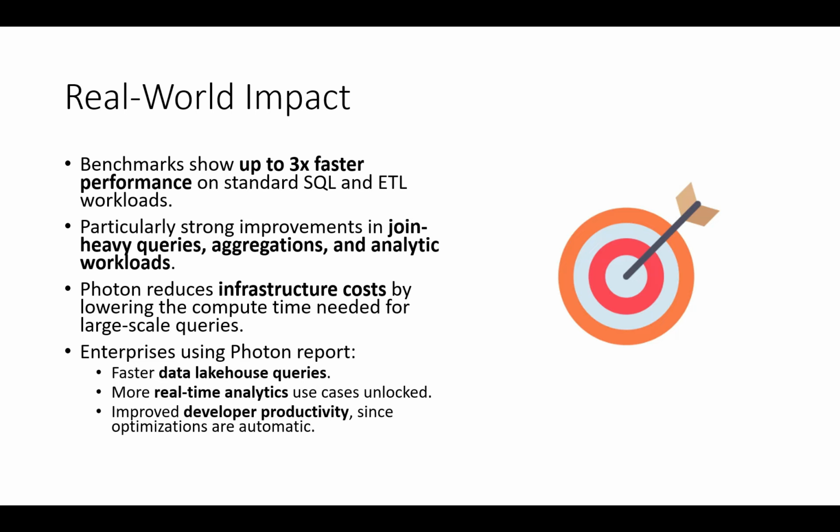Photon will also reduce the infrastructure cost because it is lowering the overall compute time. The moment the compute time goes down, the infra cost will also go down. People who have used Photon have said that it is giving them a performance boost in terms of real-time analytics, and improved developer productivity, because optimizations are automatically done. They were earlier done by Catalyst optimizer, but now it is a multi-fold optimization. So it is giving developer efficiency and productivity. It is faster in terms of all the complex data lakehouse queries. So that's the impact of Photon.